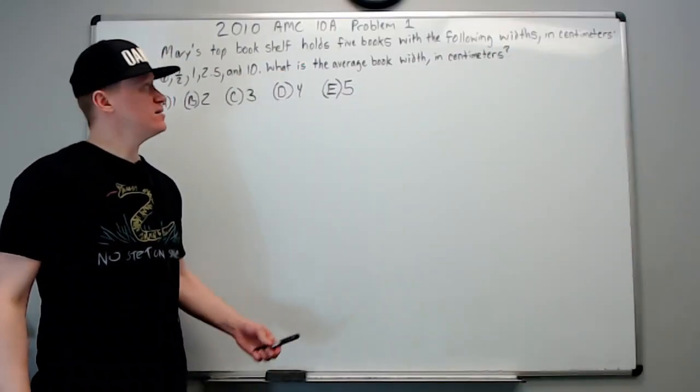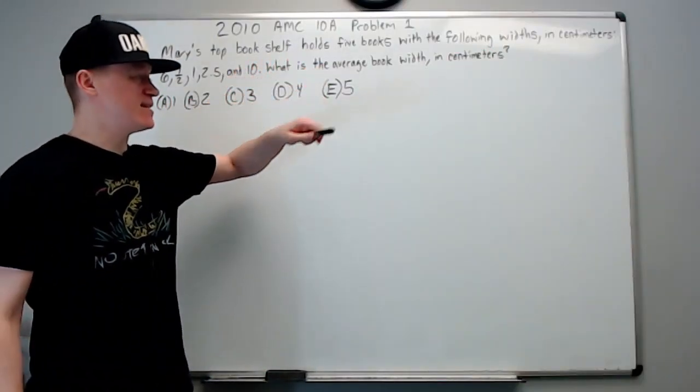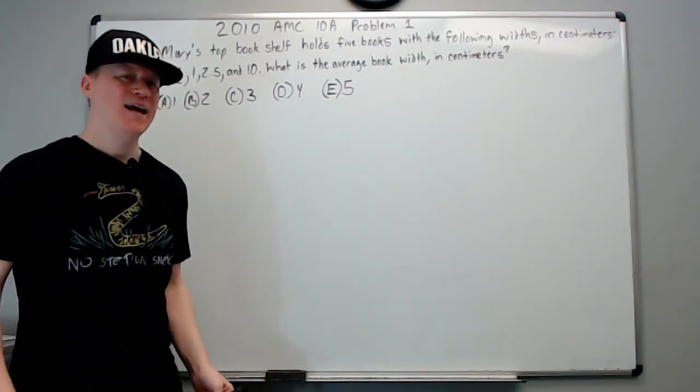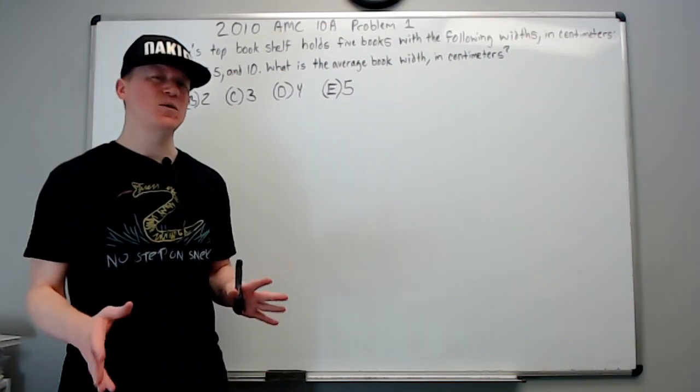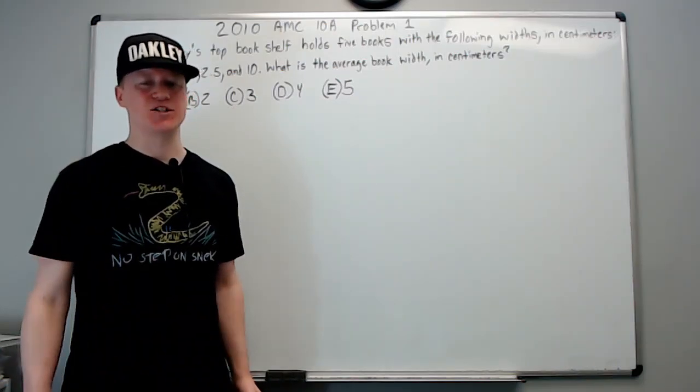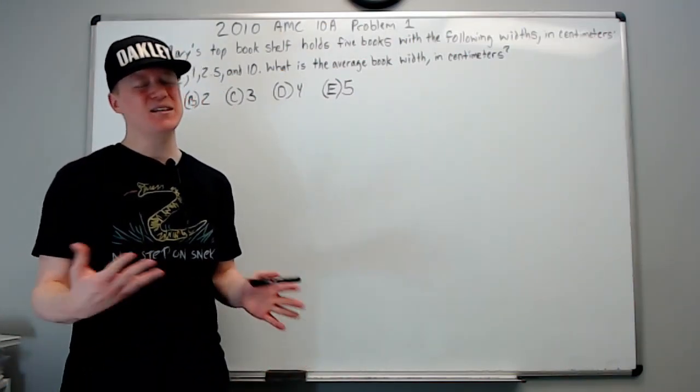All right, and this is the start of the 2010 AMC 10A from problem number 1. As a reminder, for about the first 5 questions, you usually want to average about 30 seconds a question. Maybe even less, maybe a little bit more.